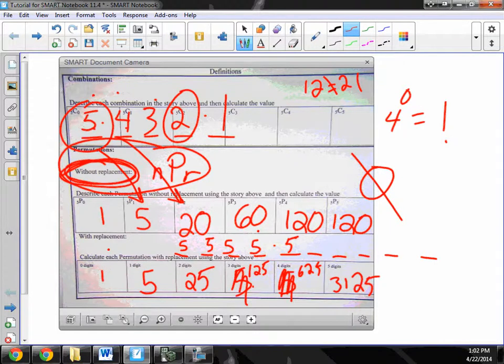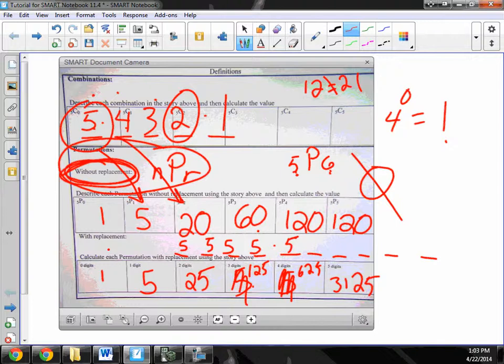What about 5P6? Type that into your calculator. Try it. 5P6. 0. How many 6-digit numbers can you create with 5 marbles if you're not allowed to duplicate? None. It just can't happen. You have more spaces than you have marbles. So combinations start at 1 and end at 1. Permutations without replacement start at 1 and they end where the last one and the second to last one are the same number every time.